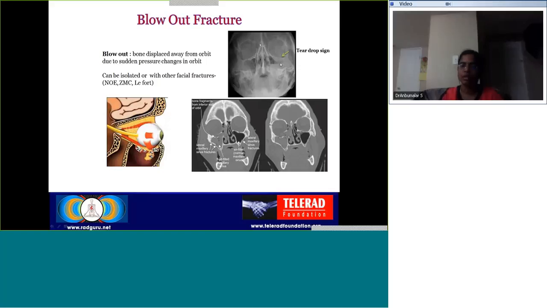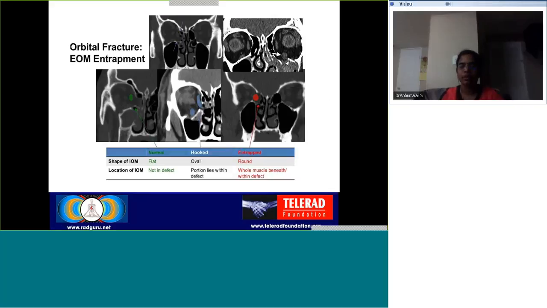Here you see the air fluid level, and the soft tissue opacity is seen in the orbital floor, giving the appearance of the teardrop. The CT helps to find out whether the bone fragments are seen protruding from the inferior wall of the orbit into the maxillary sinus. Now, the most important thing to be noted in the blowout fracture is the extraocular muscle entrapment. Normally, the extraocular muscles will have the appearance like this. It is flat. If the extraocular muscle entrapment is partial, then it will be a hooked appearance like this.